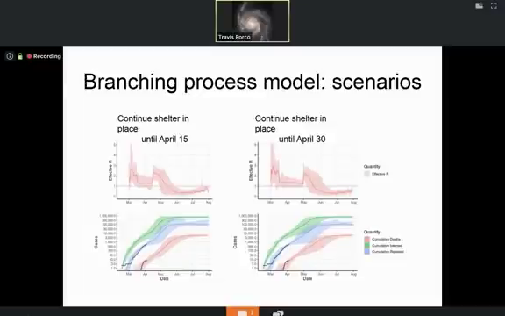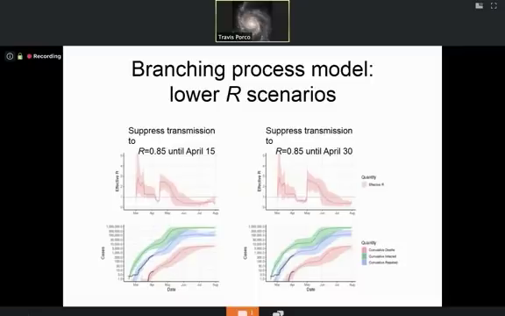Let's continue to the next slide. Of course, if R really does go below one and stay there, then we're going to wipe the disease out. But as I say, I consider this to be highly optimistic. So I think I may stop there.